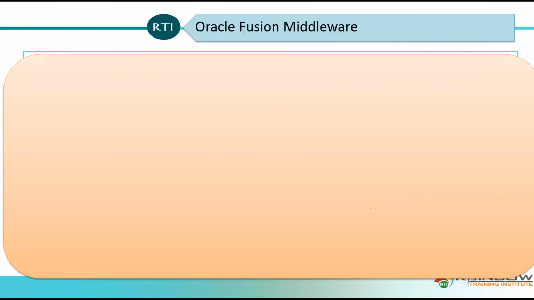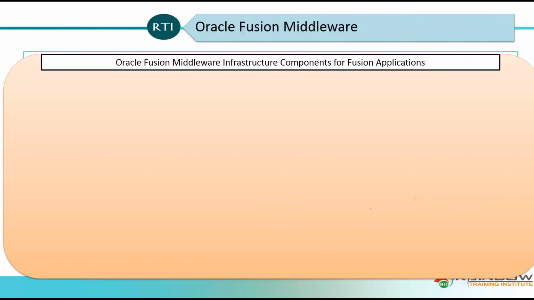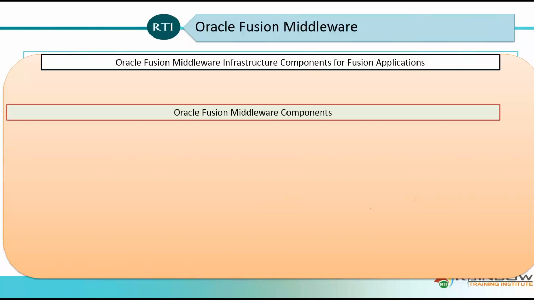So before talking about the Fusion middleware, let me tell you this. When I say the Fusion middleware, it doesn't mean that this middleware is meant for Fusion applications only. If you have licensing for the Fusion middleware, you have a provision to deploy your custom applications and integrate with external applications and maintain both custom applications and Fusion applications. That's why we have divided this middleware in two parts. One is Fusion middleware infrastructure components, which are applicable only for the Fusion applications. And the second part is Oracle Fusion middleware components, which are more generic, which can be used across any application deployed on the Fusion middleware.